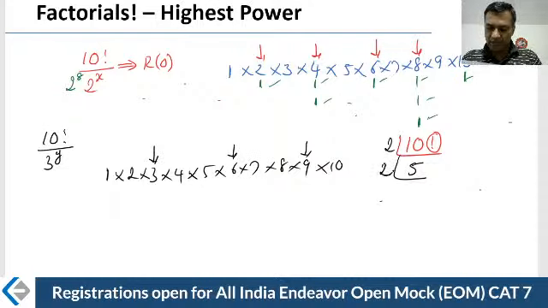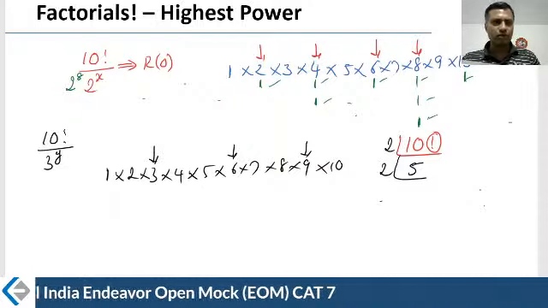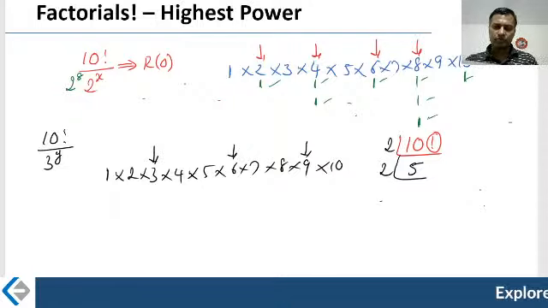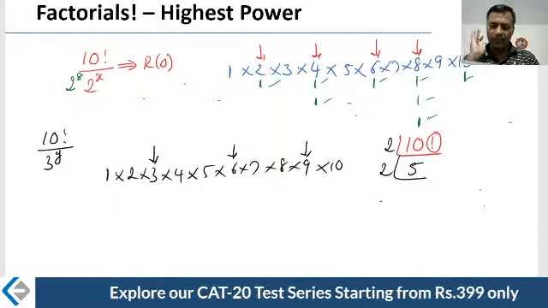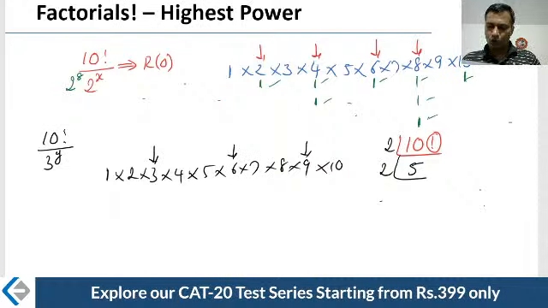Now again divide by 2. Why 2? Because I'm finding the highest power of 2. Stick to 2, don't change it. 2 into 5, 2 times. The remainder is 1. Don't write the remainder.